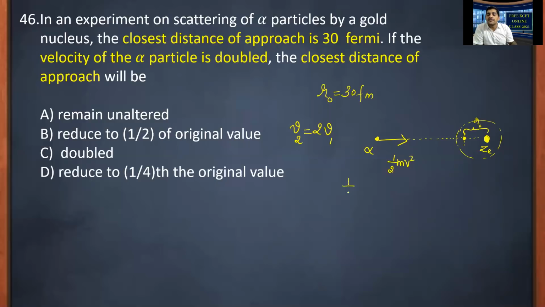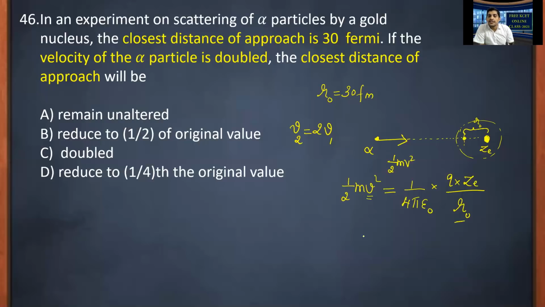So the kinetic energy of the particle, that is half mv square, becomes equal to the potential energy, that is 1 by 4 pi epsilon naught. Say this is an alpha particle, so I take the alpha particle charge as Q, I can write it as 2e also, no problem, into Ze, that is the nucleus, divided by R naught. All these terms are not important for us.